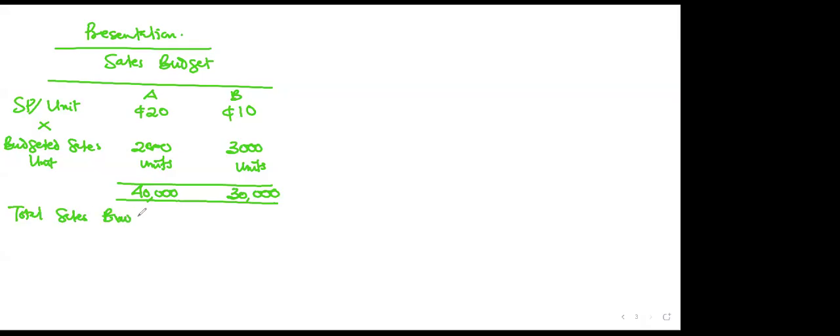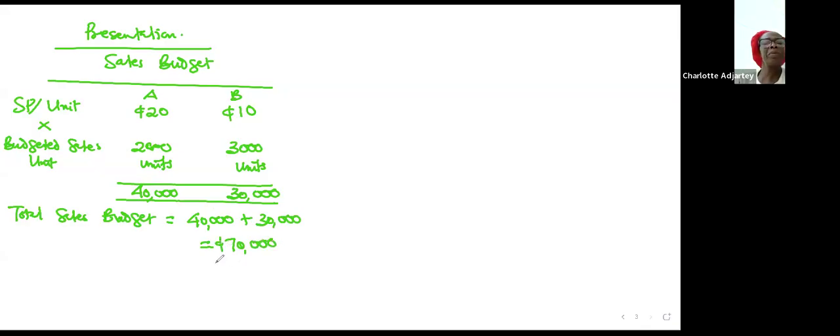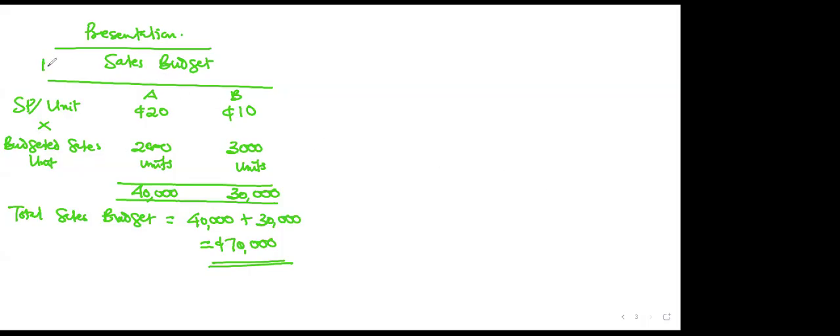70,000. Your total sales budget will be 40,000 plus 30,000, giving you what? 70,000. Note that in the exam hall, somebody is going to mark the paper. Therefore, when you are presenting your results, present it clearly for the person to see. You are not the one going to mark your own paper. Somebody will mark. So present the result in a way that will make sense to the person marking. Once you have gotten your sales budget, then you prepare the production budget.